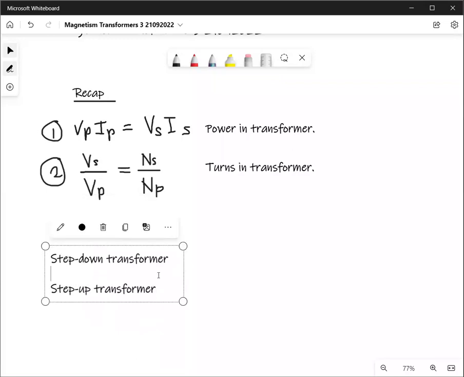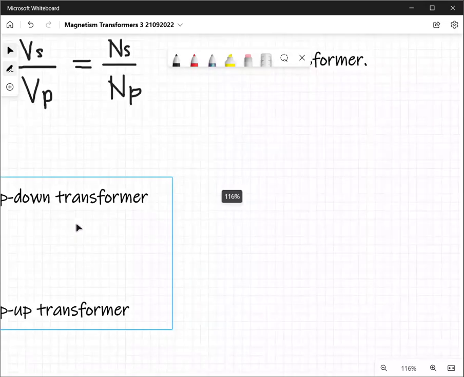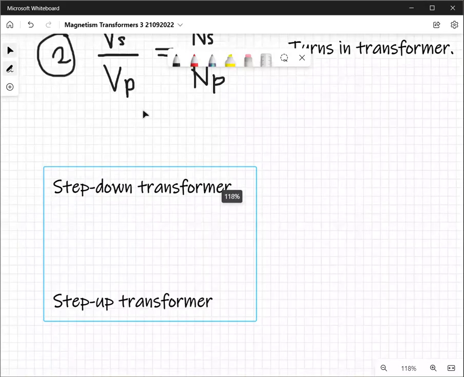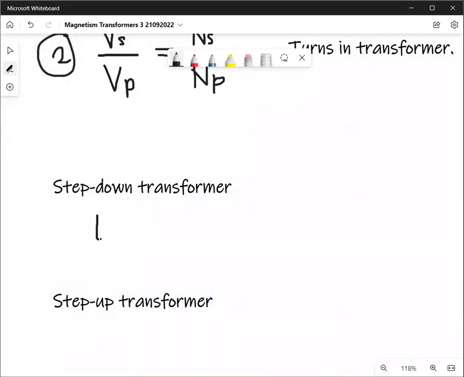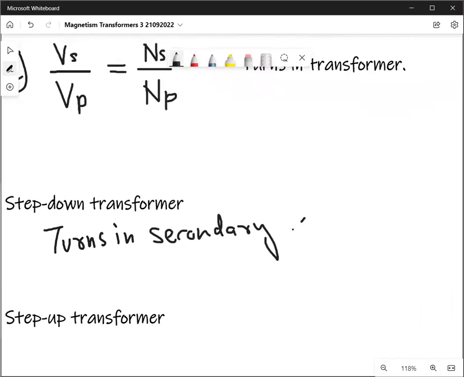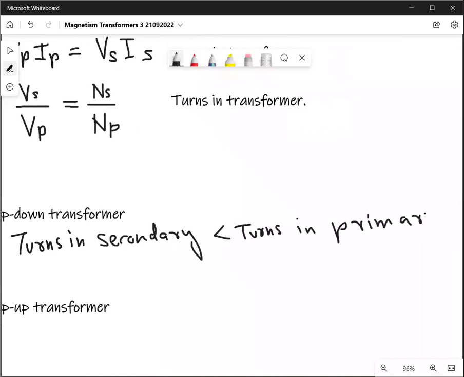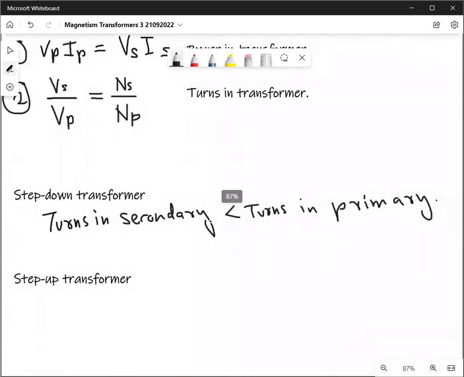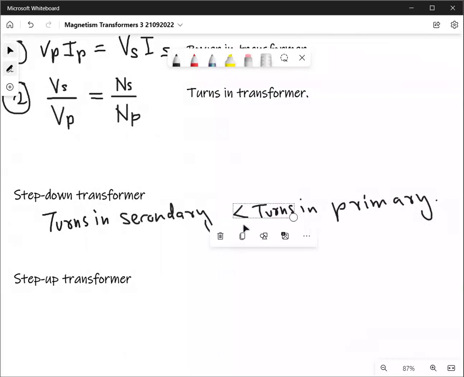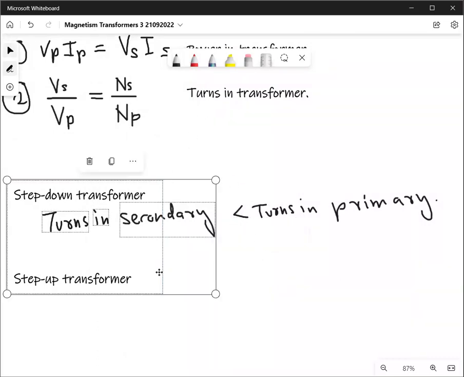A step-up transformer is when the primary coil has turns in secondary are less than turns in primary. Ayan, Neha, Anas, write this in your notebook. Turns in secondary coil are less than turns in primary coil.